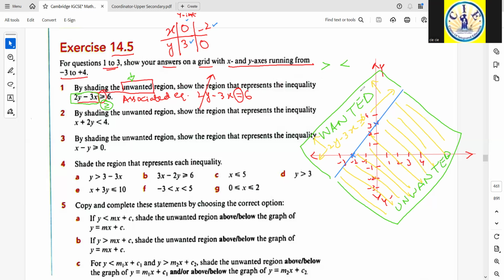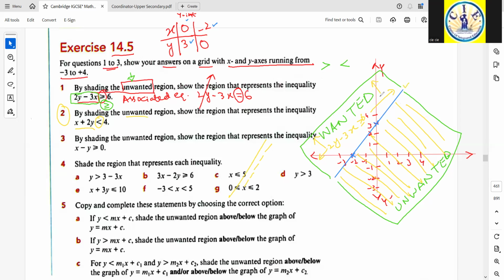Now it's question number 2. By shading the unwanted region, show the region that represents the inequality, this one. Okay. One thing, I haven't erased the previous question so that I can clarify this by comparing the two questions. In this case, we are having an open inequality. So the line, wherever it would be, is going to be a dotted line like this, not the solid line as was the case in the previous question.